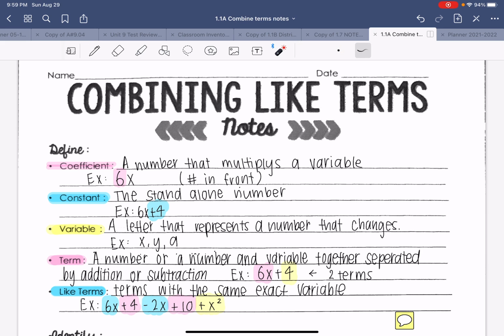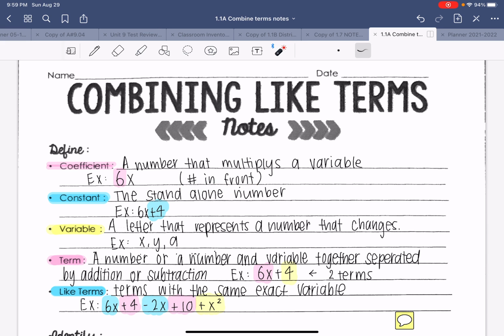Okay, so we're going to go over the word coefficient. A coefficient is the number that multiplies a variable. For example, we have 6x right here. The number 6 would be the coefficient. In simpler terms, it is the number in front of the variable.